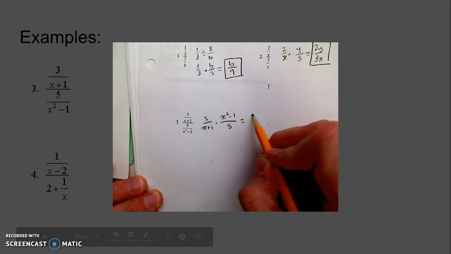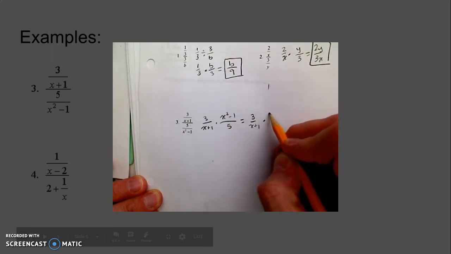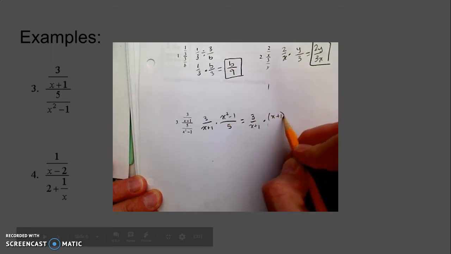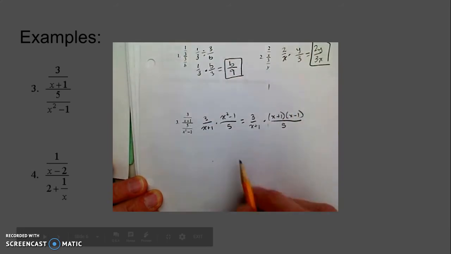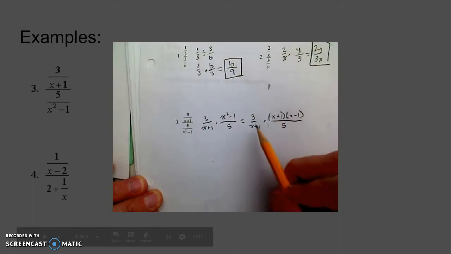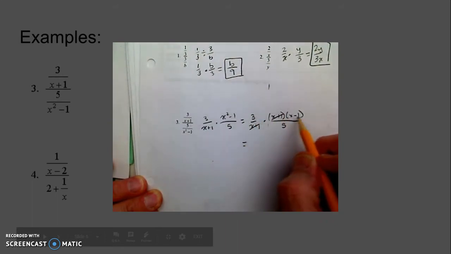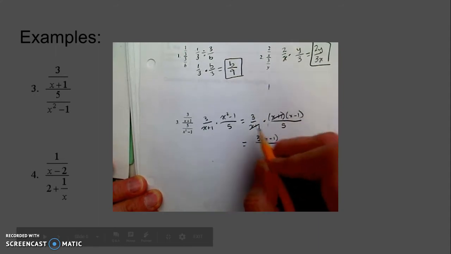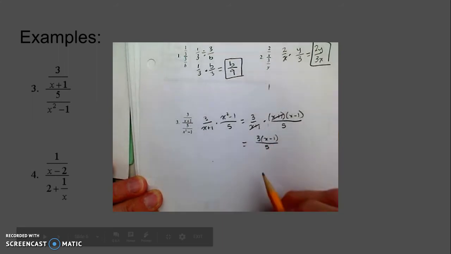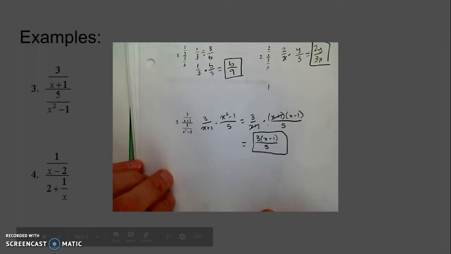All right, well, I recognize that x squared minus 1 can be written as x plus 1 times x minus 1. Now I'm going to have a common factor I can divide out, the x plus 1's. So I multiply across my numerators, 3 times x minus 1. The denominator is just 5. Nothing else there that I can simplify. So we're good with that one.